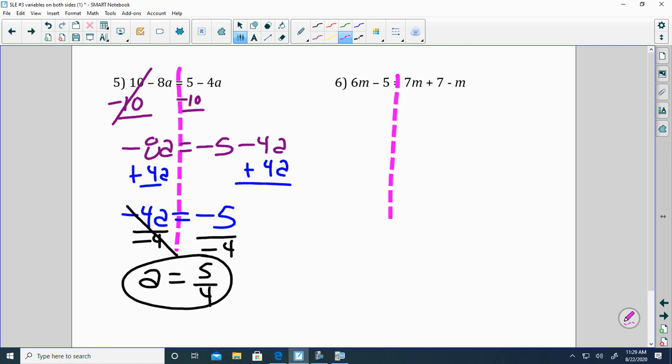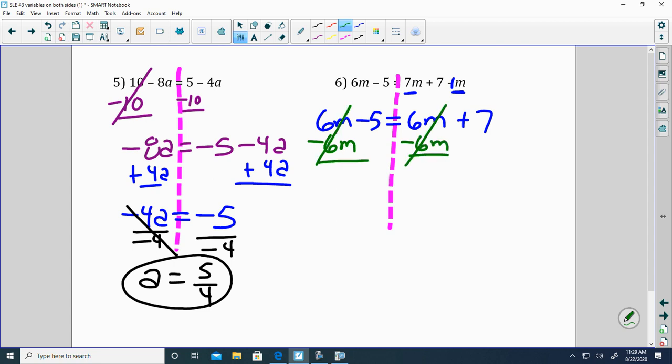So problem number 6, it looks like I have 2 of the same variable on the right side of the problem. I have these on the same side, so I'm going to combine those before I move anything around. So I get negative 6m is equal to 7m minus 1m is 6m plus 7. And then let's go ahead and subtract 6m from both sides.